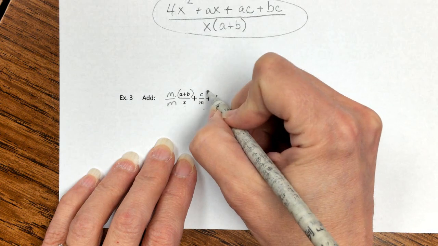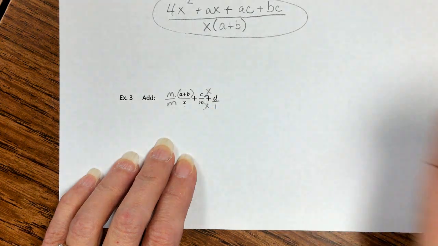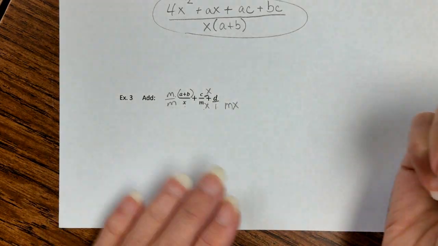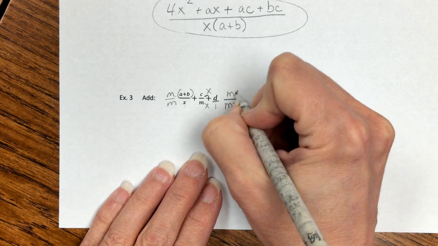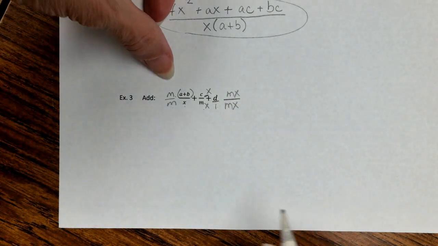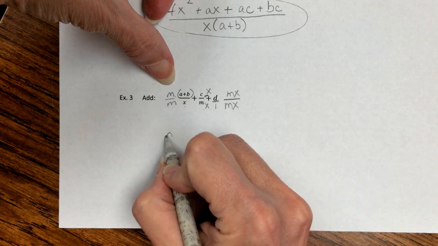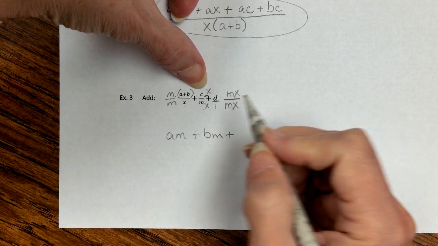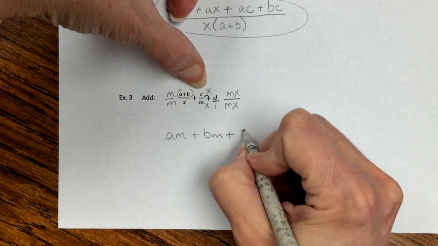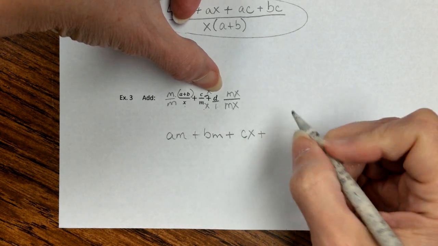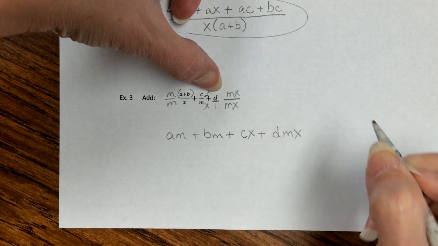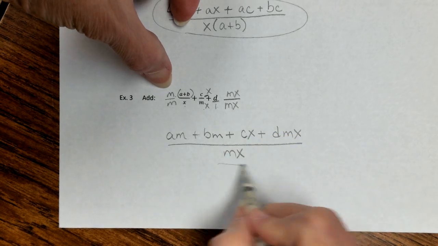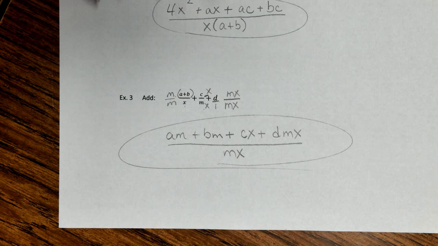And then here I didn't really leave space, but we need x over x times that middle one. And this last one only has 1 in the denominator, so we need mx. And then distribute this m: am plus bm. Next fraction we have in the numerator c times x, so cx. And then the last term is dmx, and that is all over the common denominator of mx, and there are no like terms. That's all there is to that one.